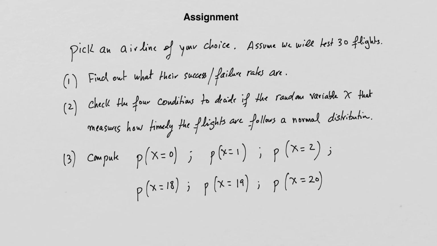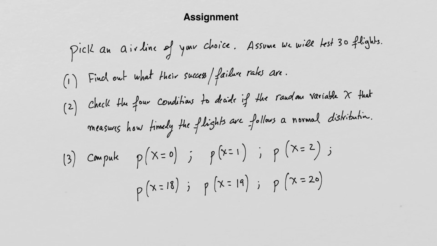So I would like you to pick an airline of your choice. Maybe the one you like, or maybe the one you are curious about. And just Google what's their success rate. Success means they are punctual, you know they are always late. So what's their success rate? That's your P, which means you already know their failure rate, not leaving on time.